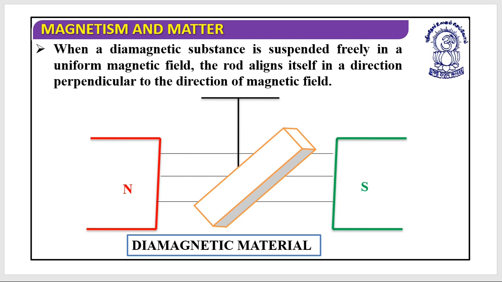Look at this. One more time, when a diamagnetic substance is suspended freely in a uniform magnetic field, the rod aligns itself in a direction perpendicular to the direction of the magnetic field.